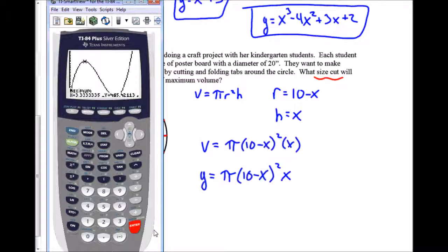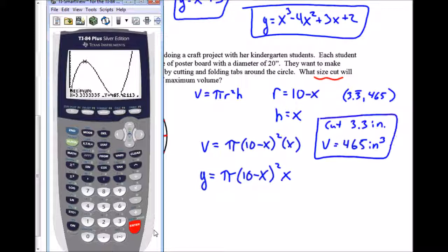my maximum value here is the ordered pair 3.3 repeating, comma, 465. And really what that's telling me is that my cut should be 3.3 inches, and that'll give me a volume of 465 cubic inches. Okay? So to answer this question, I should be making a cut that's about 3 1/3 inches in length. Okay? Hope this was helpful, and good luck on your quiz.